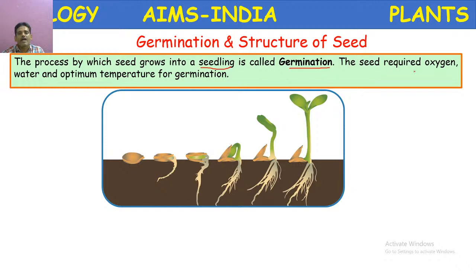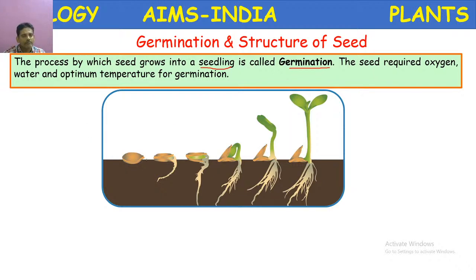The seed requires certain conditions. Normally when you keep it in the soil, it won't germinate immediately. It takes some time. Okay, that time is called dormancy in technical terms. But most seeds germinate in 3 to 4 days, depending upon the type of seed.